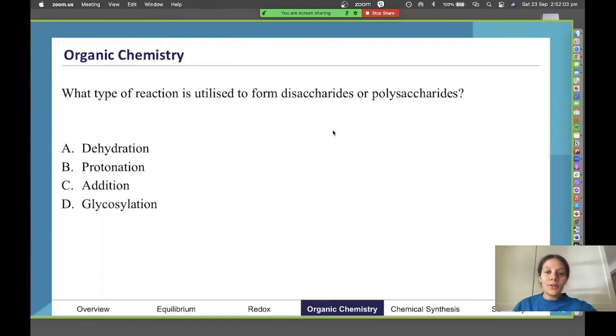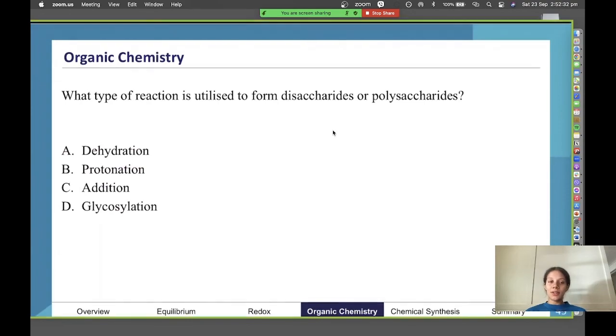Okay, cool. So what type of reaction is utilized to form disaccharides or polysaccharides? Let's have a look at the options we've been given: protonation, glycosylation, addition, dehydration. Definitely what we don't have is addition. Really important: when we're adding monosaccharides together to form either disaccharides or polysaccharides, we're undergoing a condensation reaction and we're forming glycosidic bonds.